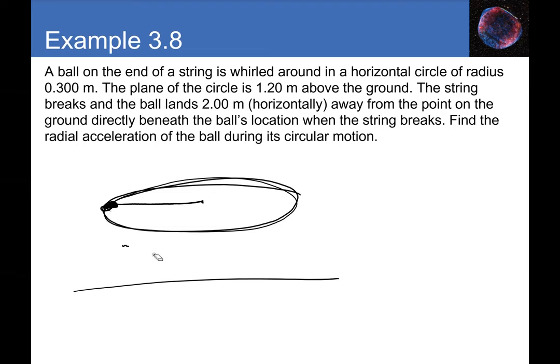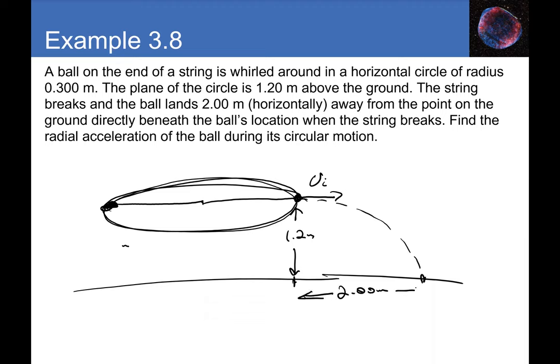Technically it doesn't really matter where we draw it. So when it breaks, it's going to land like this. After that it becomes free fall, right? So with some kind of velocity like that. Imagine it's going and then it's breaking. So the string again breaks and the ball lands 2 meters horizontally away from the point on the ground directly beneath the ball's location when the string breaks. That means from here to there, we have 2 meters distance. Find the radial acceleration of the ball during its circular motion.